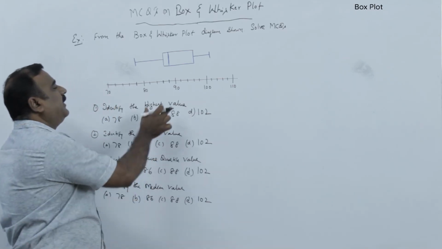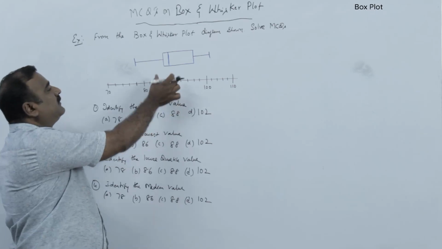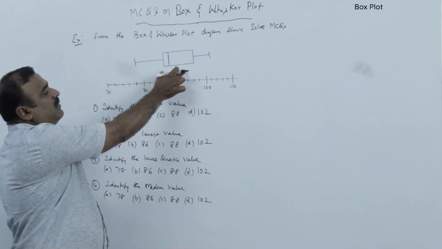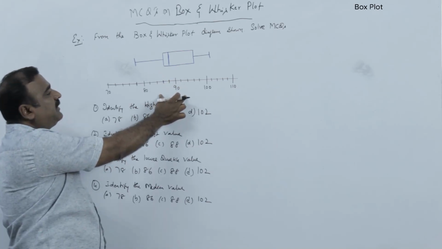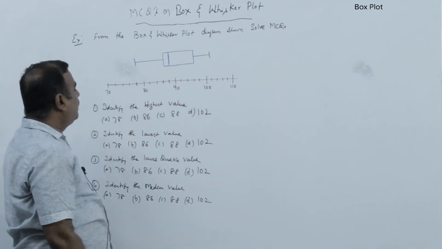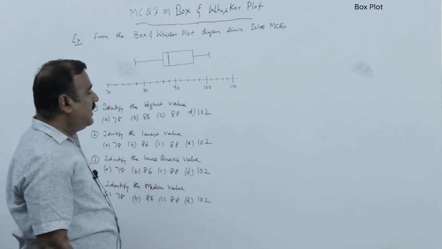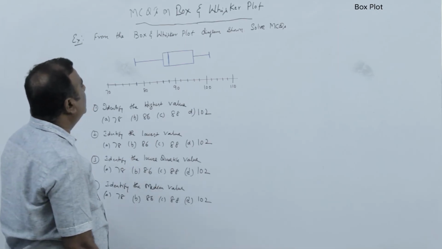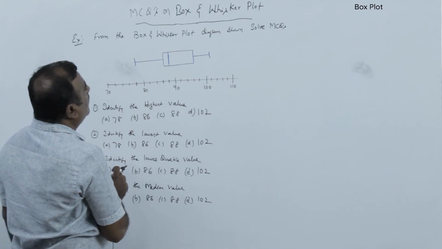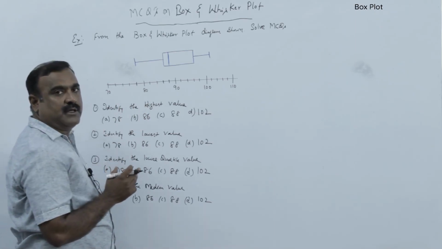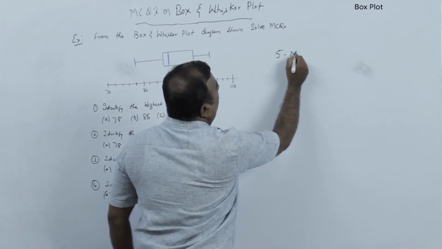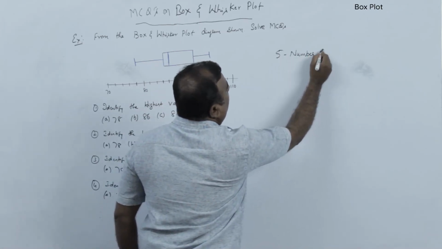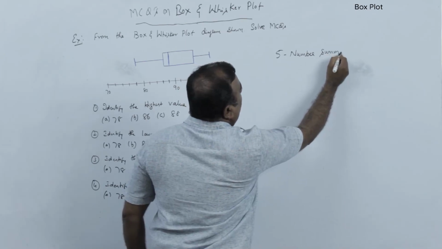So normally, like this, the diagram will be given. Nothing is mentioned. Only the box plot has been given and some values have been given. The data has been given here. So now we have to solve these MCQs. Just looking at the diagram itself, you have to remember the concept. A box plot consists of the 5 number summary.